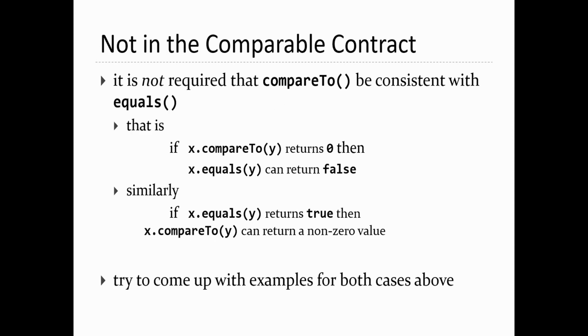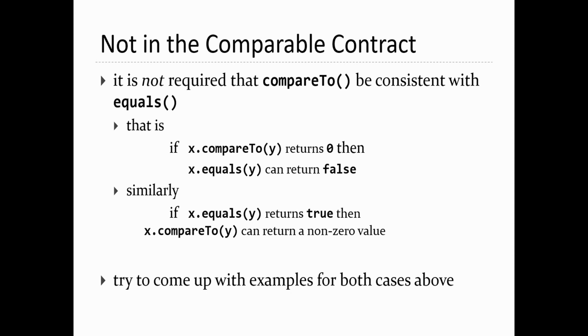Now the funny thing is, it's not required that compareTo be consistent with equals. So it's possible that you compare two objects using compareTo and you get back 0, but when you write x equals y, you get back false. Similarly, you can have a situation where x equals y is true, but x compared to y is not 0. And you say, well, this is weird. This should never happen. But it turns out it's not that uncommon for this to happen.